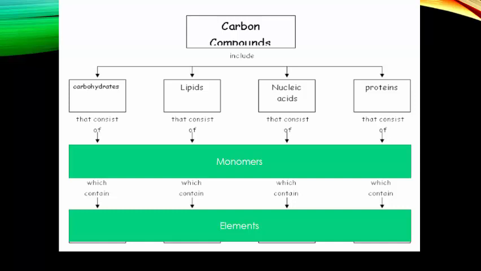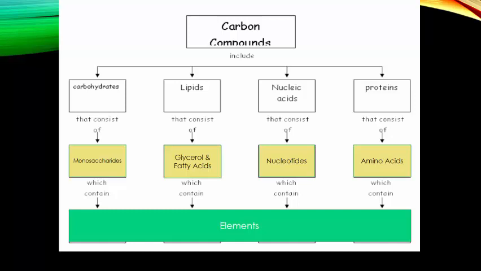So then what are the monomers that make up each of these macromolecules? Carbohydrates are made of monosaccharides. Lipids are made up of glycerol and fatty acids. Nucleic acids are made of nucleotides. And proteins are made up of amino acids. That middle line there is the monomers that make up the macromolecule, which is on top.